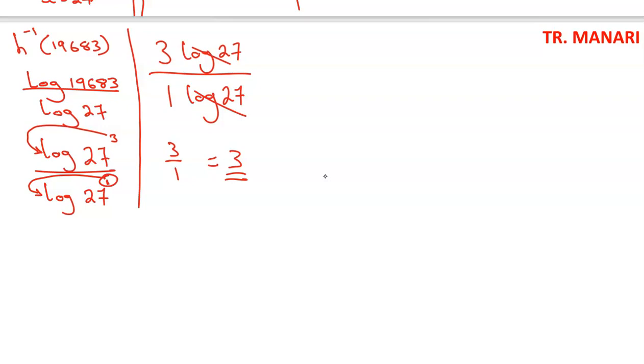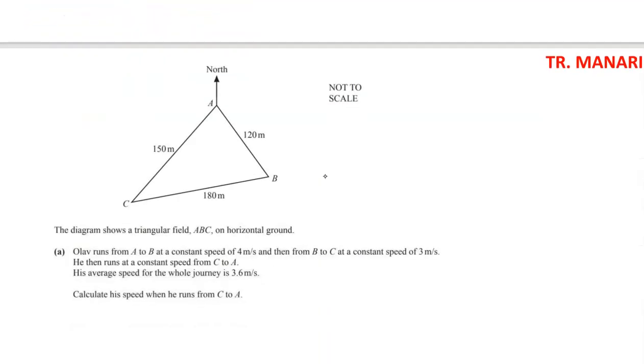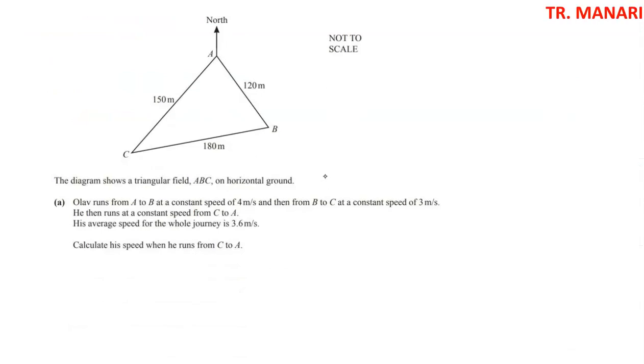We go to the other question, which is the bearing question. In this question, the diagram shows a triangular field ABC on a horizontal ground. Olav runs from A to B at a constant speed of 4 meters per second, then B to C at a constant speed of 3 meters per second, and then C to A at a constant speed again, but we are not told what the speed is. His average speed for the whole journey is, actually not 3,600 meters per second, 3.6 meters per second.